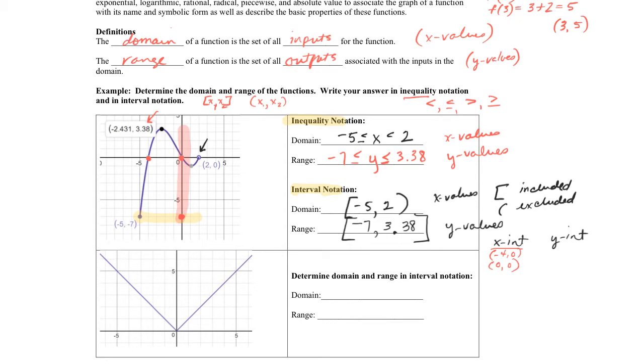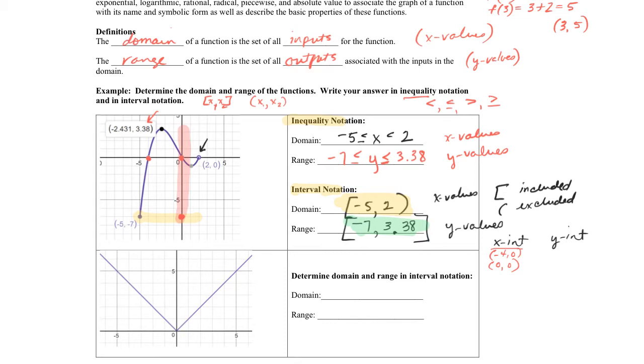Whereas in the domain, when I have my domain value here of (-5, 2), those are both x values. My smallest x value was -5, my largest x value was 2, okay? And for the range, when I look at (-7, 3.38), those are both y values. My smallest y value is -7, my largest value is 3.38, okay? So they mean entirely different things. So sometimes that can be confusing for students.